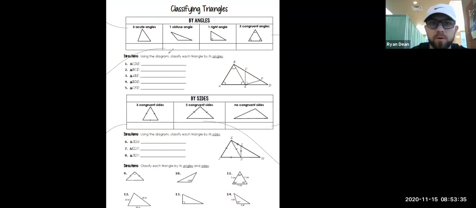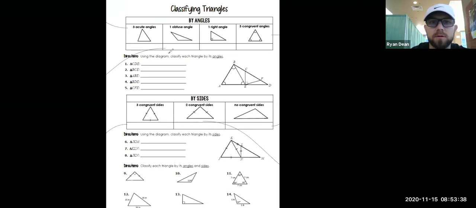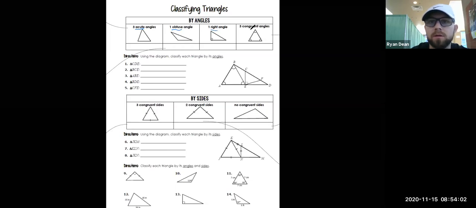So let's go ahead and start with classifying triangles by angles. This is probably going to be the easiest out of the bunch, just because with angles, there's only a few things that we're looking for. Before you actually start this unit, you're going to need to know what an acute angle is, what an obtuse angle is, what a right angle is, and also what the word congruent means. If you don't know these things, then you're going to want to go back and review them before getting to this point.